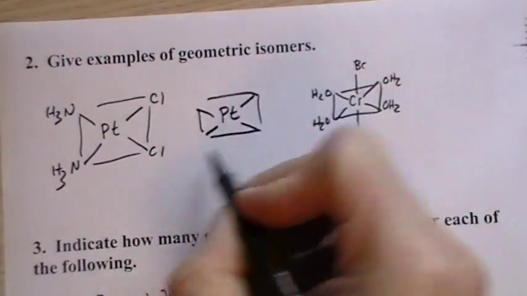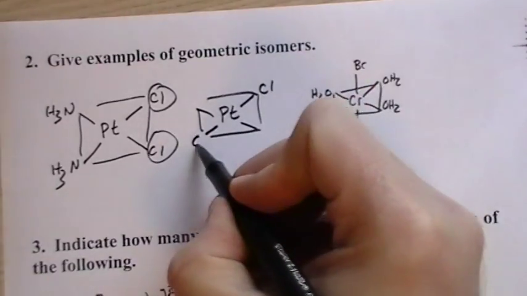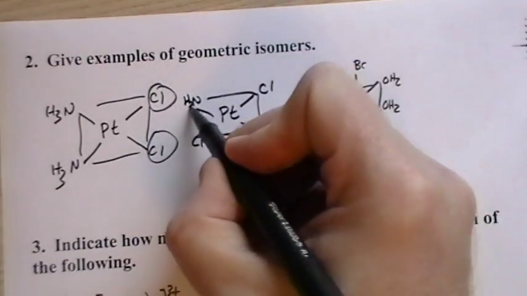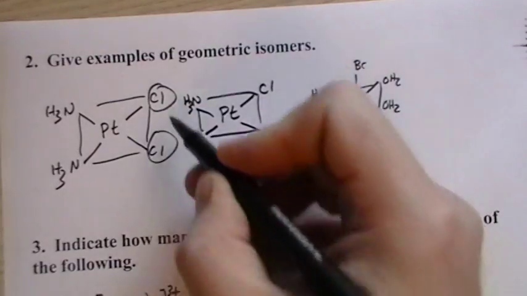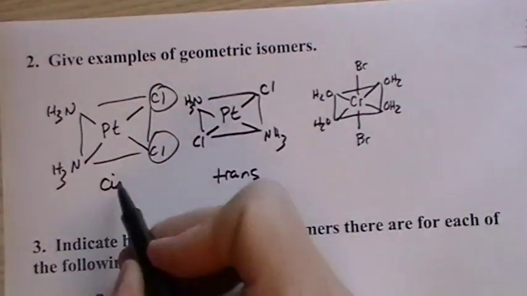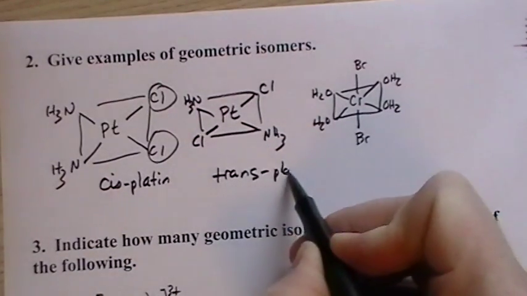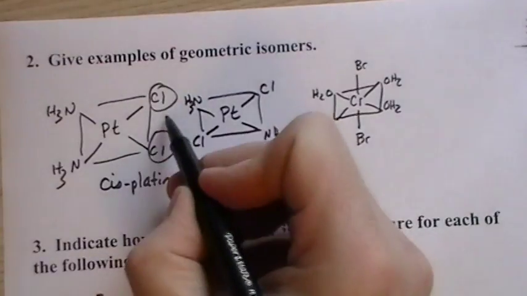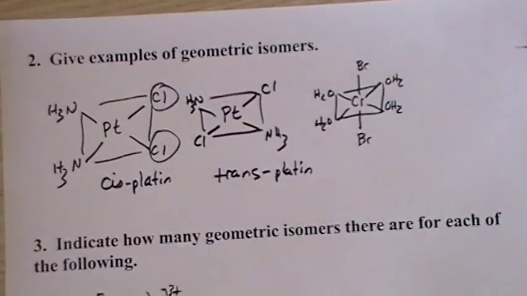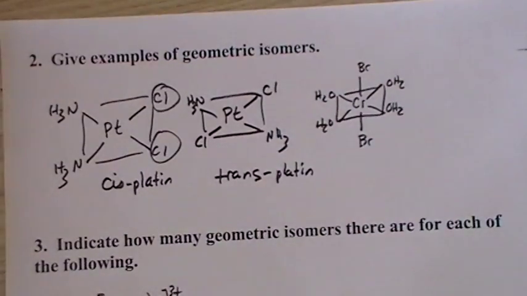We have this structure. We have the chlorines next to each other, but we can also have them across from each other. Or we can think of the ammonia as being across from each other. These are cis, and these are trans. This one is called cisplatin, common name, and this is transplatin. This one was the first chemotherapy drug. This one is nothing. It doesn't do anything, but they're geometric isomers.